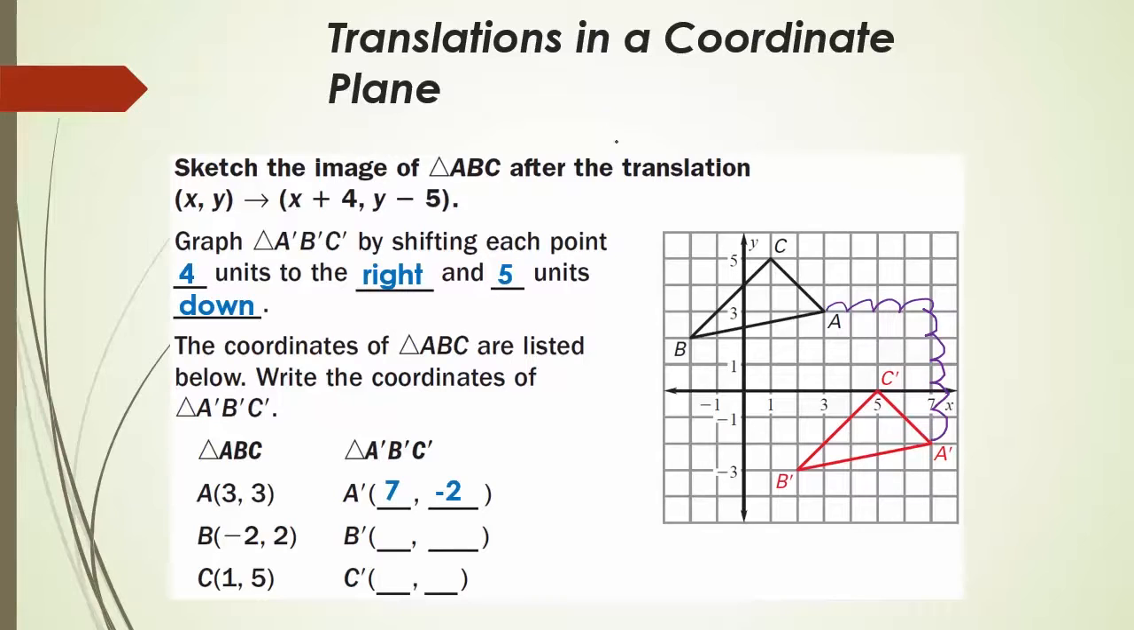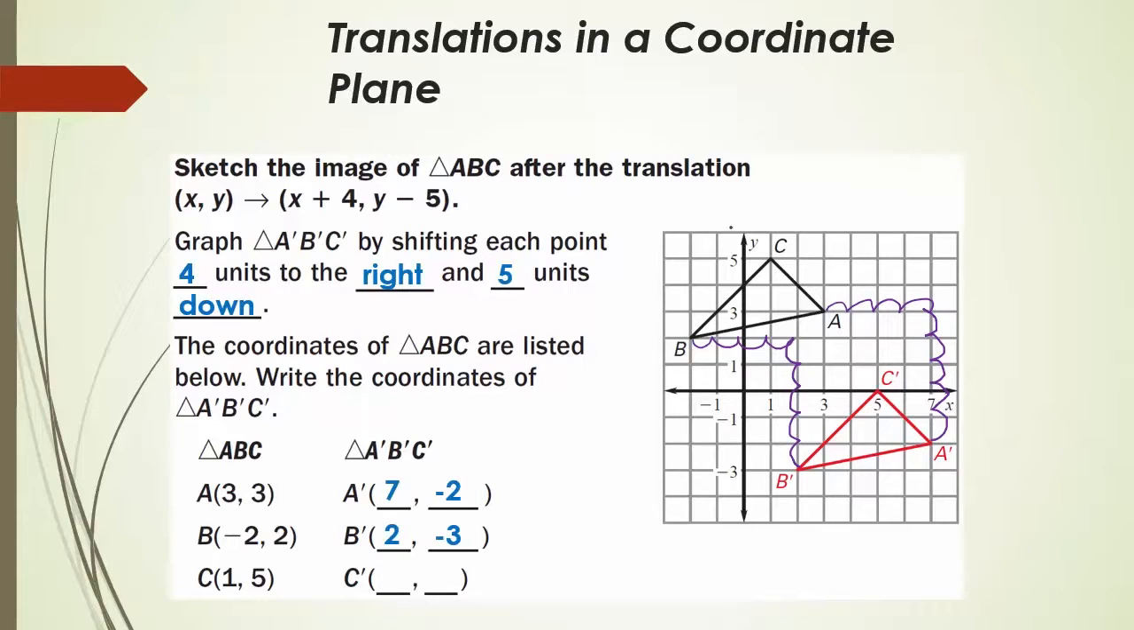Doing the same thing for B, move B 4 units to the right, 1, 2, 3, 4, and 5 units down, 1, 2, 3, 4, 5. So B prime is located at x equals 2 and y equals negative 3.